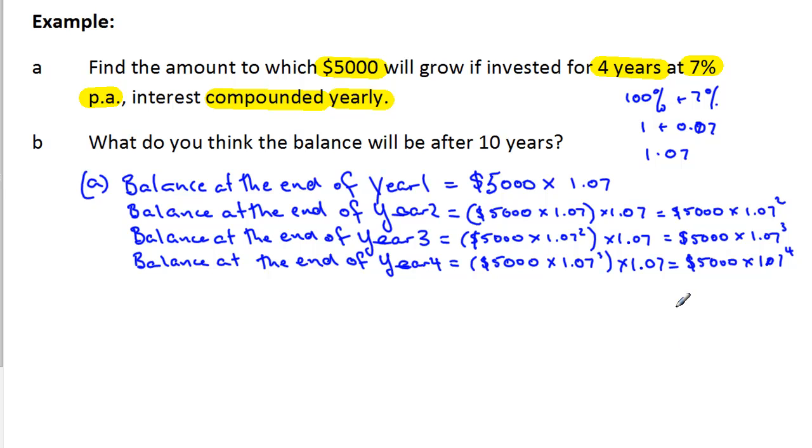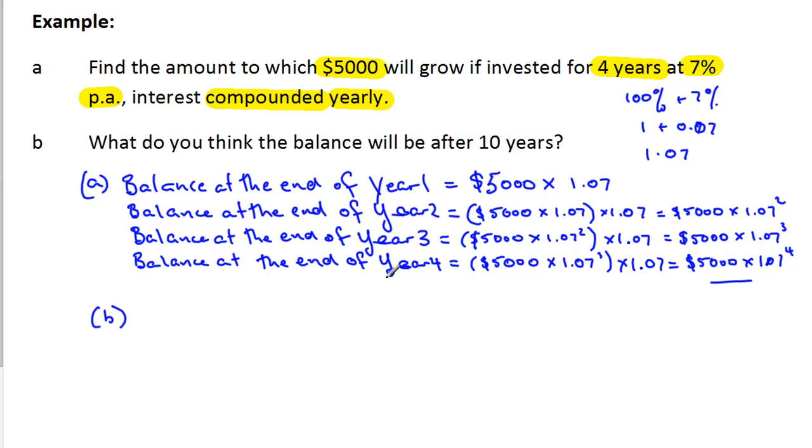So in the end, we now know that after 4 years, that is going to be the answer. Now you could put that in your calculator and it would come out with the perfect answer. You can try that. But let's have a look at this next question. It says, what do you think the balance will be after 10 years?